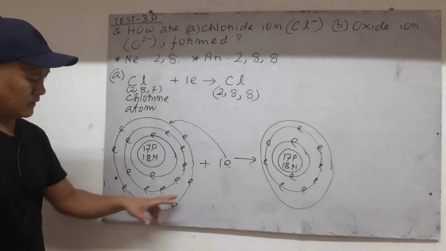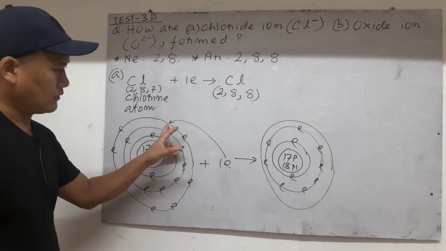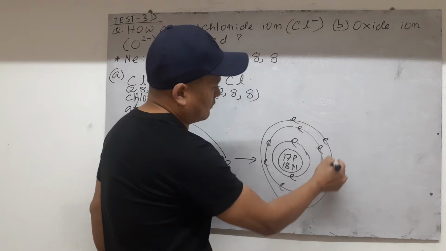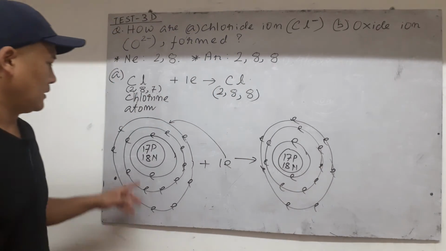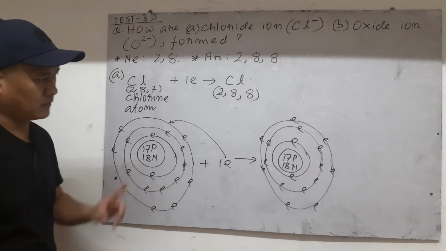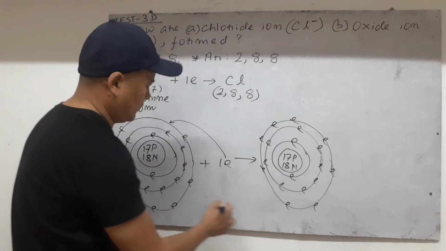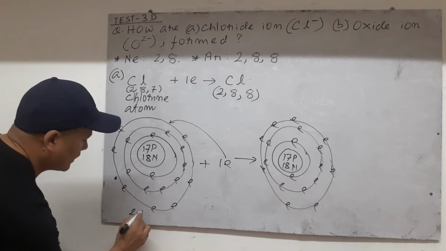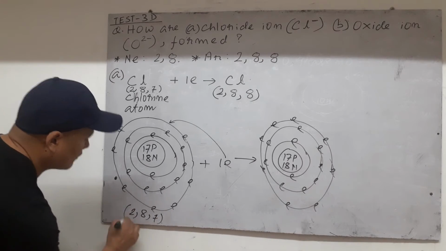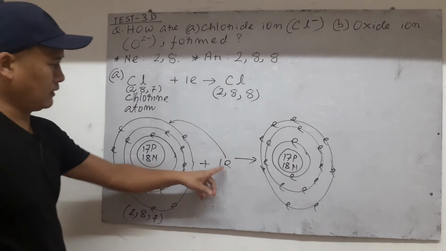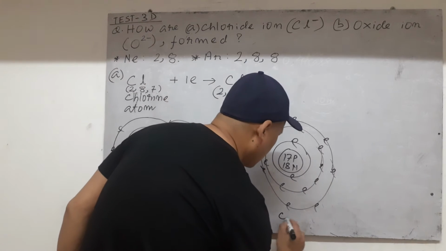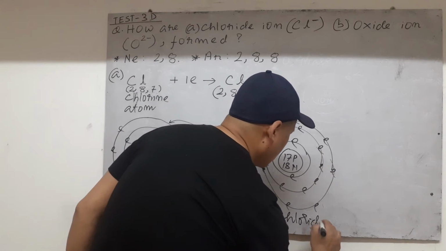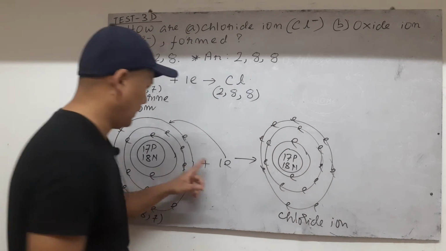So there are only 7 valence electrons and 1 is added to it, then 7. 1, 2, 3, 4, 5, 6, and 7, just like this exactly. Then 1 is added, so now it has become 8. So this configuration is 2, 8, 7, the chlorine atom. After gaining 1 electron, it has become like this. So this one is called the chloride ion once we add the electron.